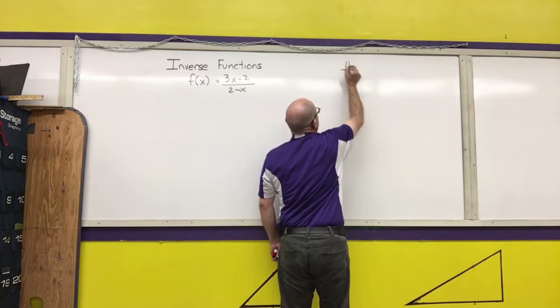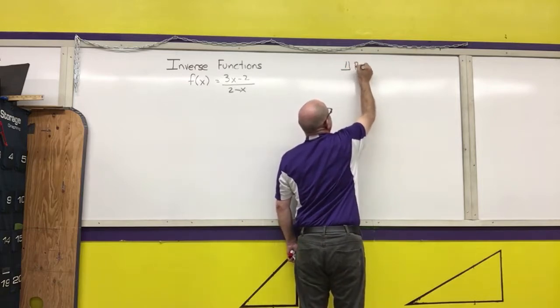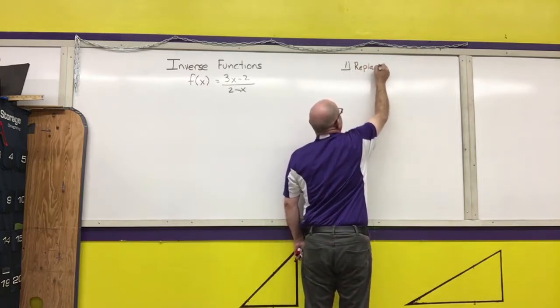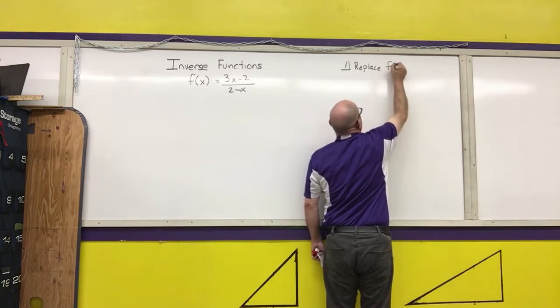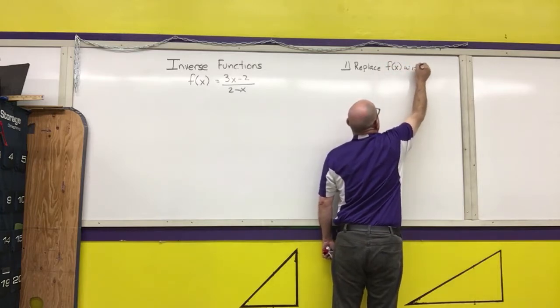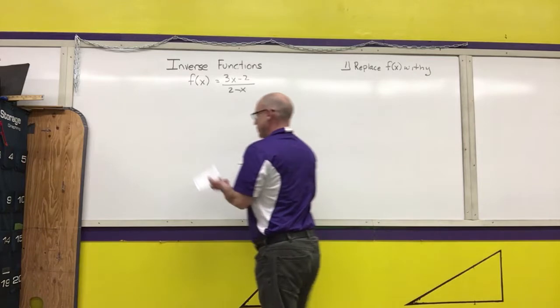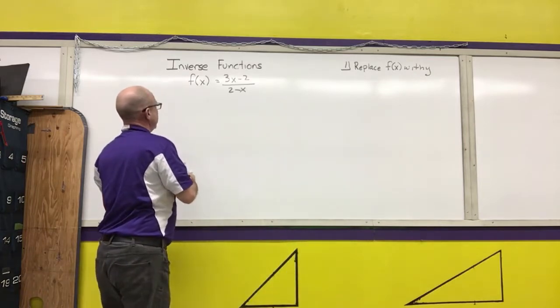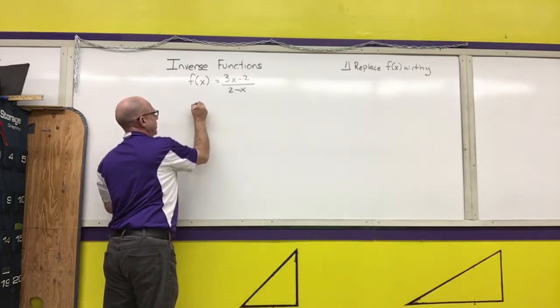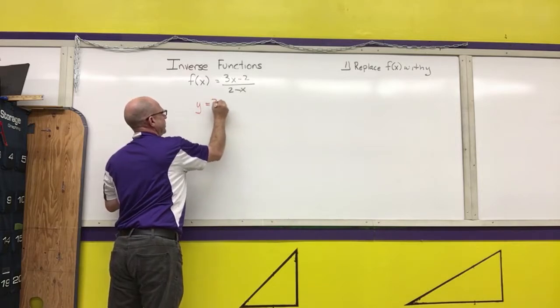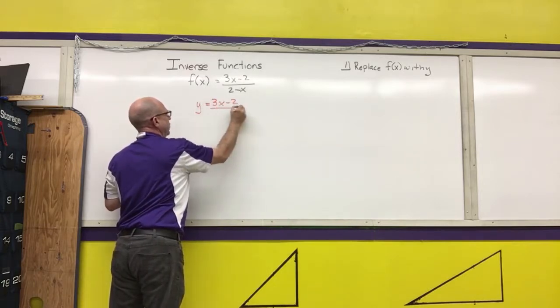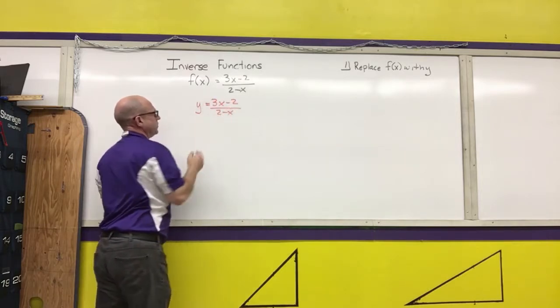Our step one is we are going to replace f of x with y. So in this case, I'm going to write y equals 3x minus 2 over 2 minus x.